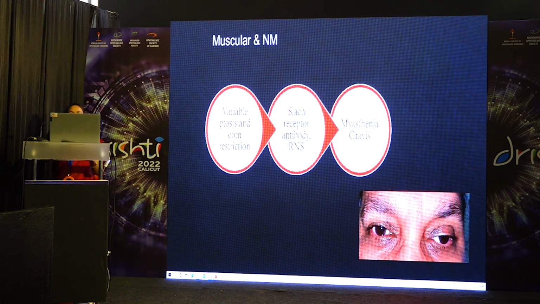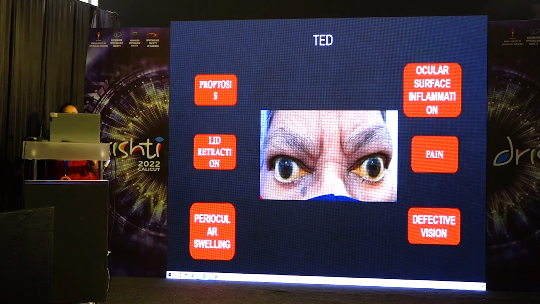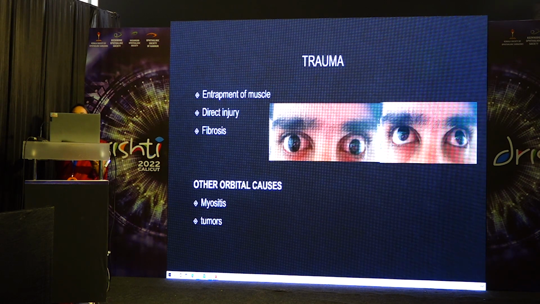When we are getting an ocular motility defect and it's variable, and if there is a diurnal variation, we should definitely suspect myasthenia gravis or botulinum toxin. And if there are orbital and lid signs suggestive of thyroid disease, we should do other investigations to rule out thyroid disease. Sometimes it can be due to trauma, either due to entrapment of the muscle, direct injury, or fibrosis. And also we should keep in mind orbital causes like myositis and orbital tumors.